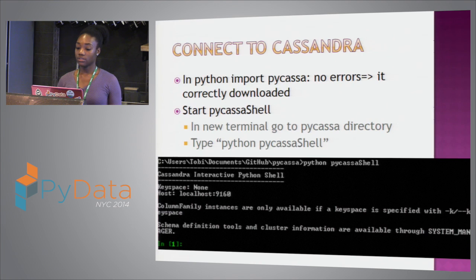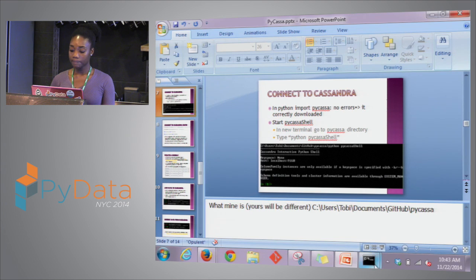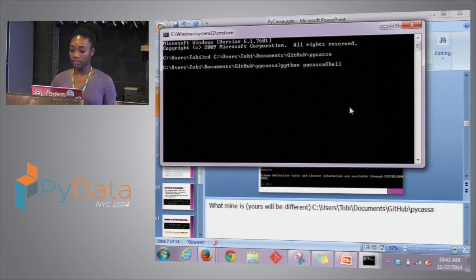So connecting to Cassandra using PyCassa. First, you just want to check that you properly installed PyCassa. And one way to do that to a degree is by importing PyCassa. And if you don't get any errors, then it probably correctly downloaded. So now let's actually start the PyCassa shell. You go to the directory where it's located, and then you just type in this short command, python PyCassa. So let's do that.